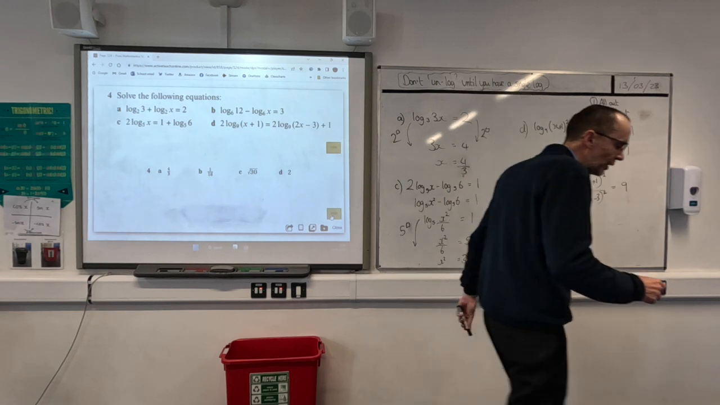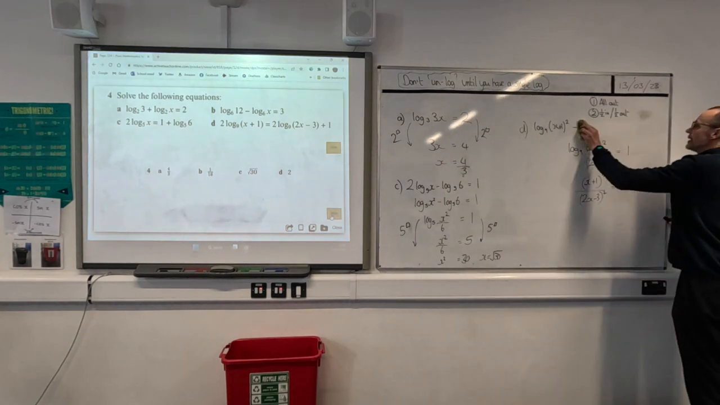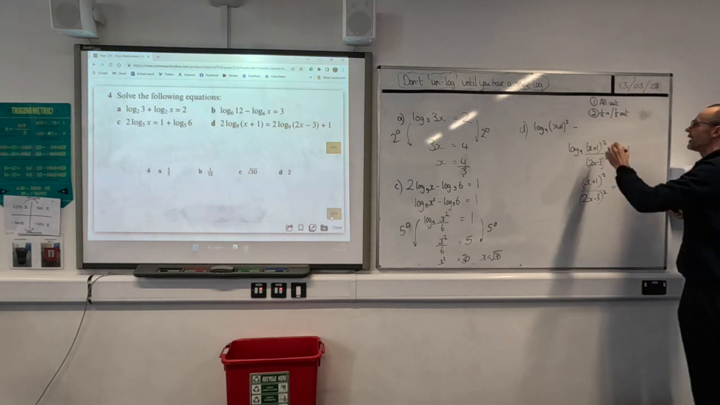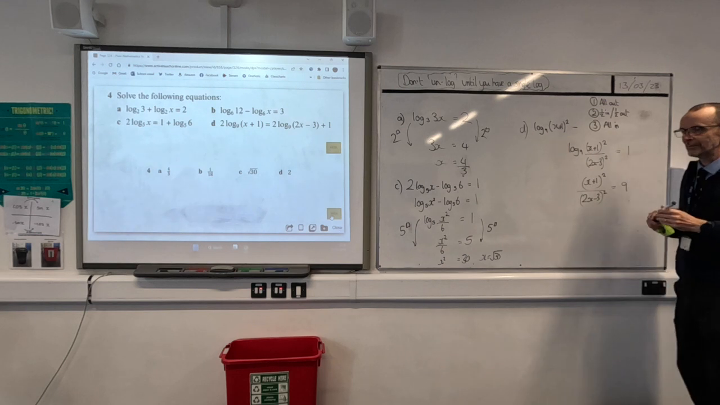So you might be able to guess what type 3 is. So we've had equations where everything's out of the bucket, no logs at all, but we've used logs to solve it. Equations where we've got half in and half out. So type 3 is all in, all in.